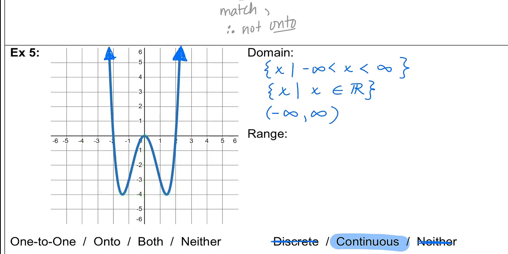So the range in set builder notation will be the values of y such that y has to be greater than or equal to -4. Okay, and if I write that in interval notation, the smallest is -4, the biggest is positive infinity. Infinity is never included. The -4 is, so you use a bracket. Yes?